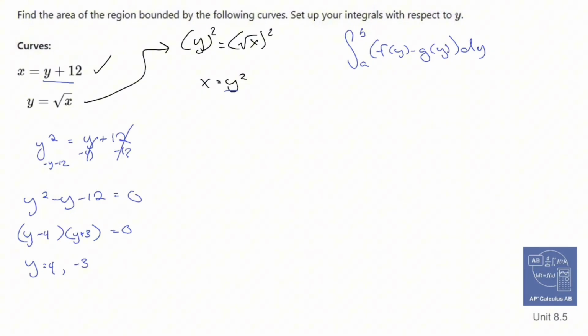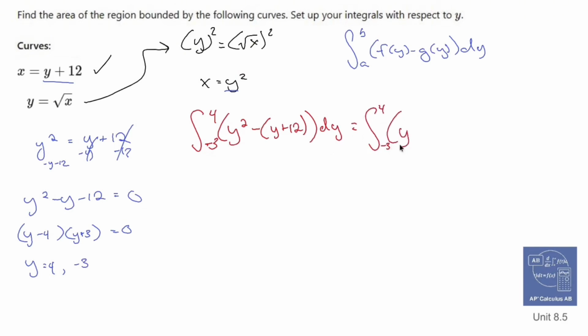Now when I set up my integral, I'm not going to go too crazy figuring out what f of y is and what g of y is, because if I get a positive area, I'm good, and if I don't, I just make it positive and I'm still good. So I'm just going to do from negative 3 to 4 of y squared, this one right here, minus y plus 12, dy. All right, distribute that negative. We have the integral of y squared minus y minus 12. And now I can integrate, from negative 3 to 4.